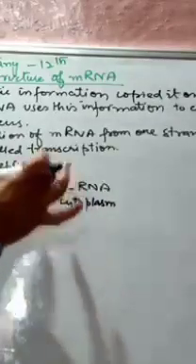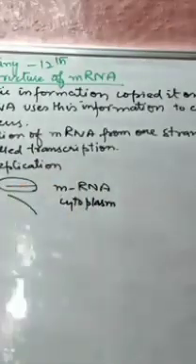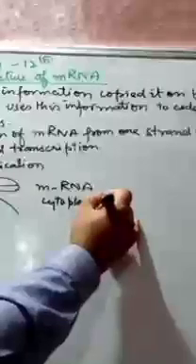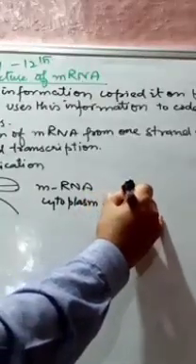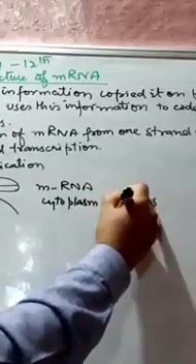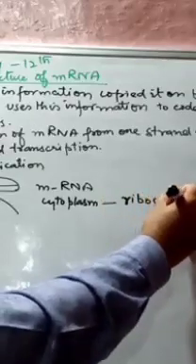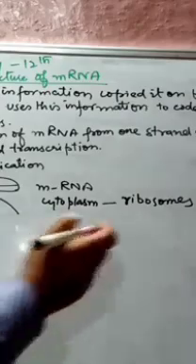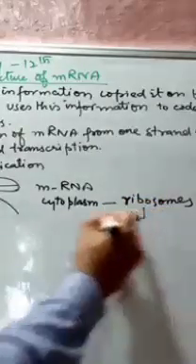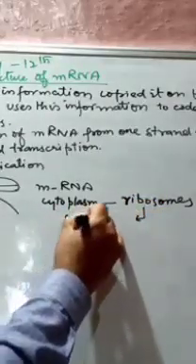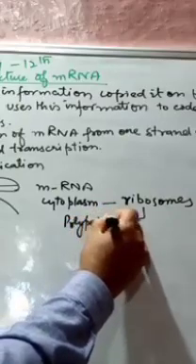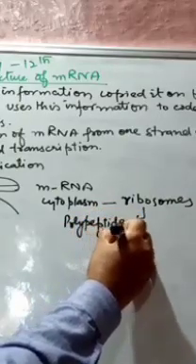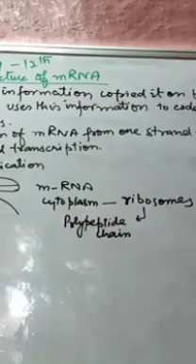From the nucleus, this mRNA is shifted to the cytoplasm, and in the cytoplasm, it combines with the ribosomes to form the polypeptide chain.